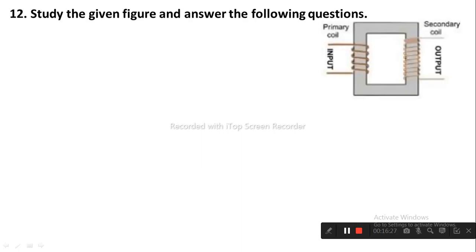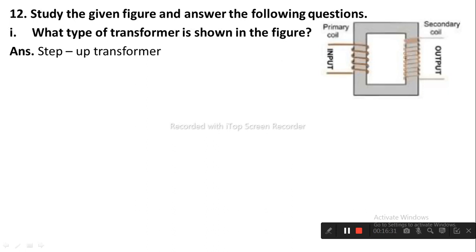Next one is, see the given figure and answer the following questions. What type of transformer is shown in the figure? The answer is step-up transformer, because the number of windings in the primary coil is less compared to the number of windings in the secondary coil. So that's why it is a step-up transformer.